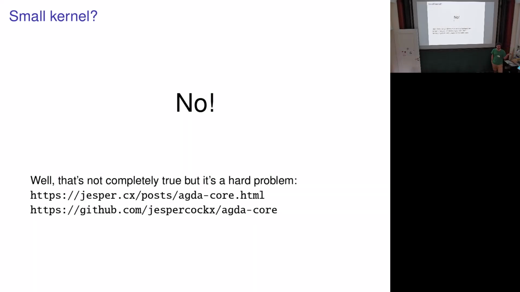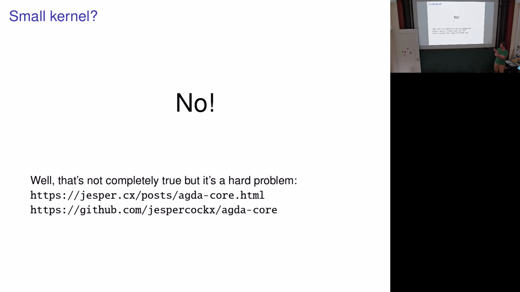Okay, so do we have a small kernel like a lot of other languages? Well, no. That's not completely true. So Jesper got a lot of funding from the Dutch government, or is it the Belgian one? I can't remember. To work on these problems. Turns out it's really hard because, as I said, we have foundations a la carte. So if you want a core language, you first need to decide what it is.